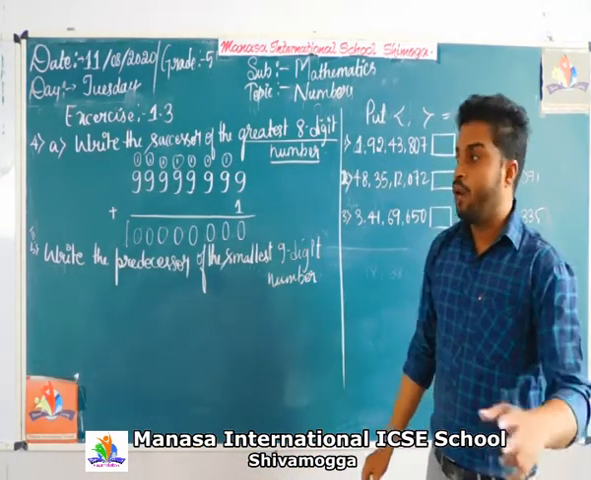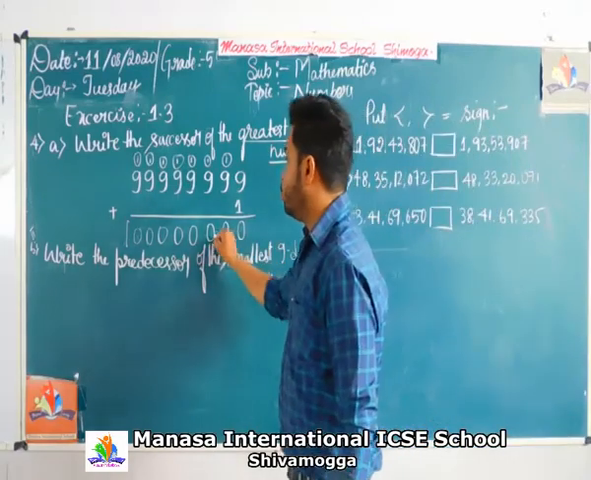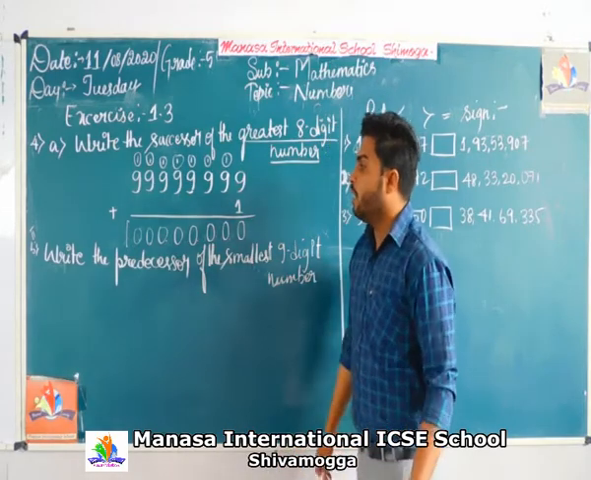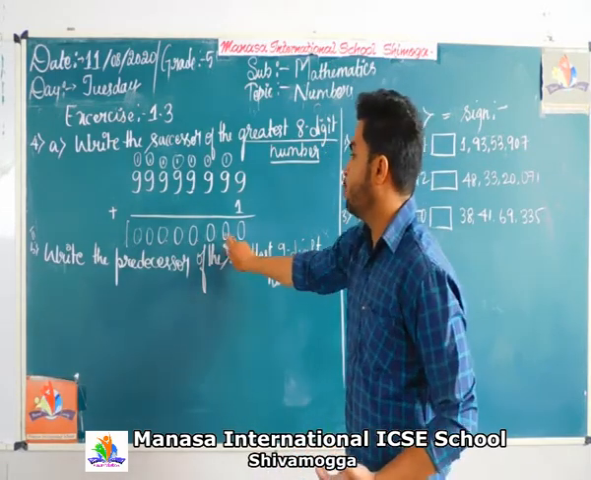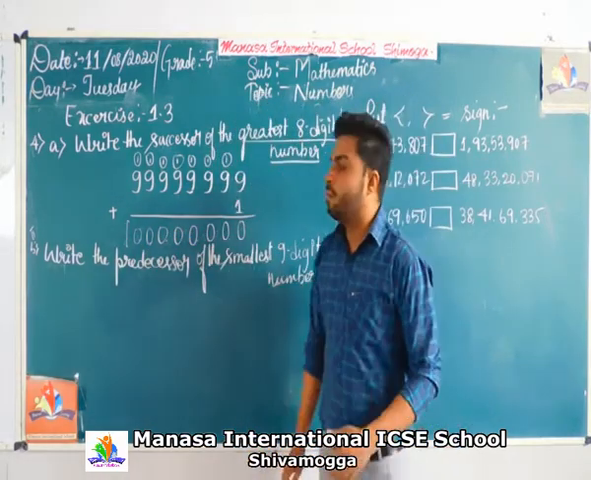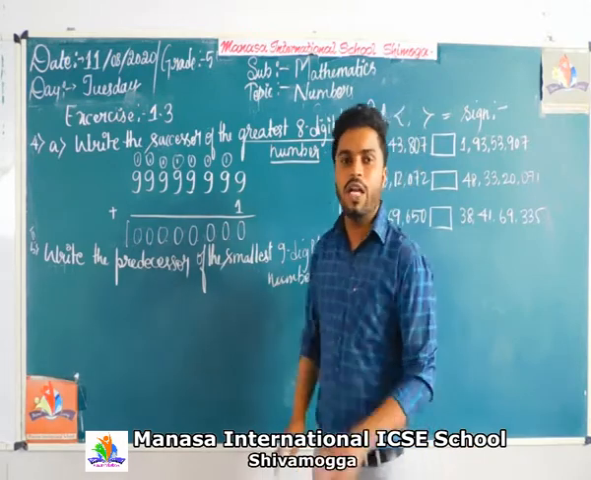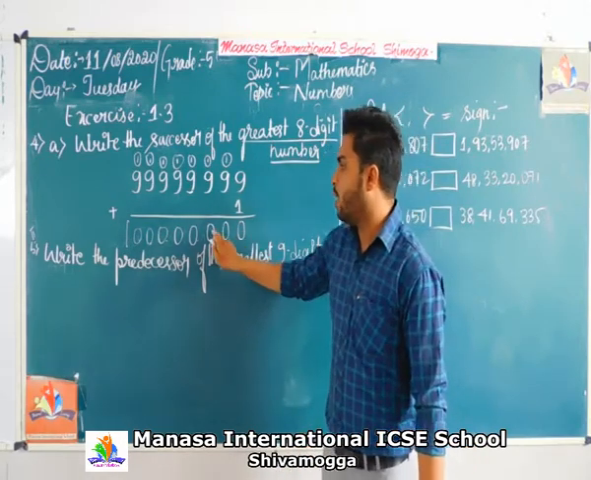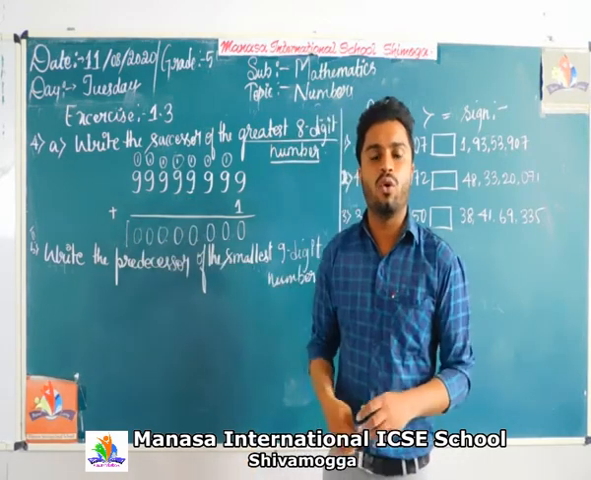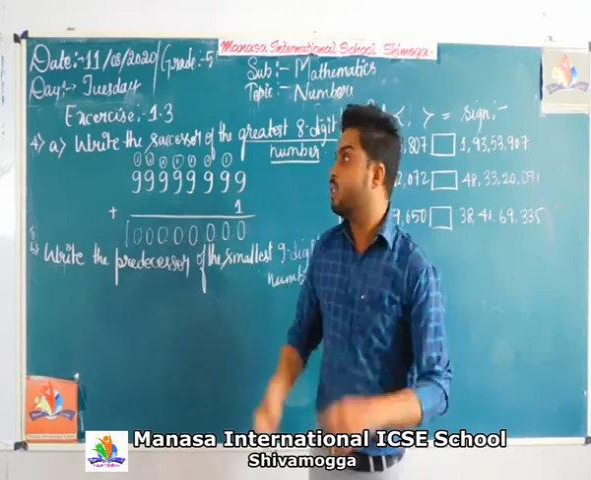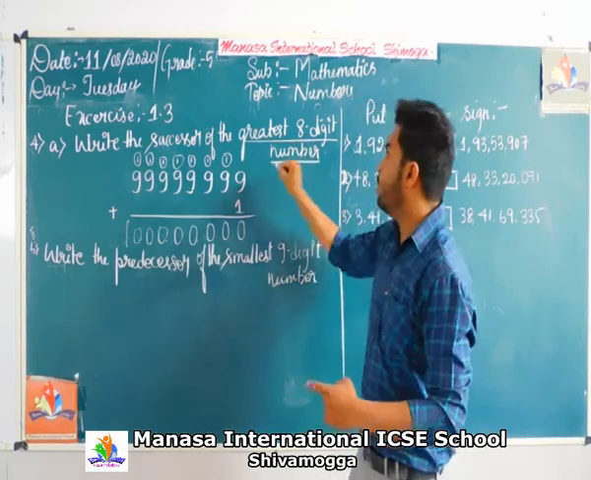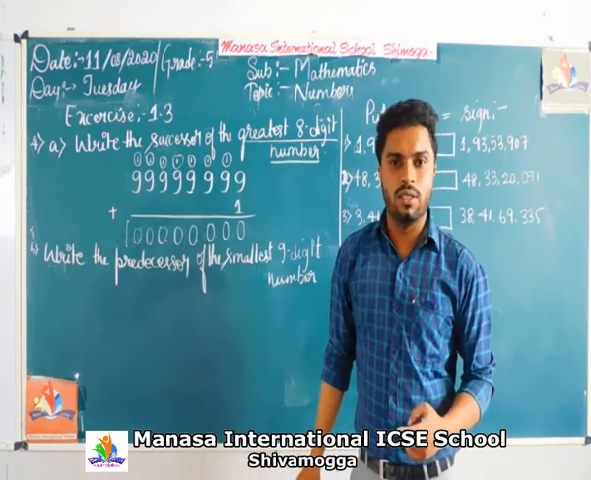What did you get? See here, 1, 2, 3, 4, 5, 6, 7, 8, 9. So you got a 9-digit number. We'll just count its place value. 1 stands at 100, 1000, 10,000, lakh, 10 lakh, crore, 10 crore. It is a 10 crore number you got once you add one number to the greatest 8-digit number.